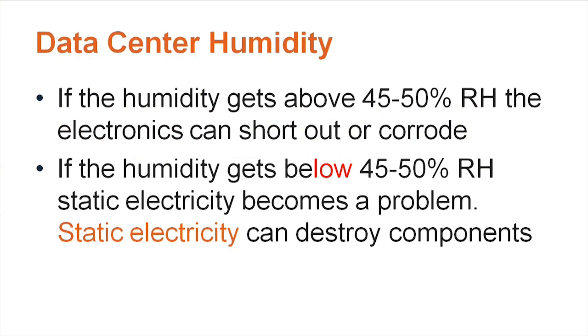For data centers, we're going to discuss humidity. Humidity can be a real problem in a data center. If the humidity gets above 45 to 50% relative humidity, the electronics can short out or corrode. If the relative humidity gets below 45 to 50%, static electricity becomes a problem, and static electricity can destroy components. So low, below 45 to 50, is static electricity. Above, we have shorts and corrosion.